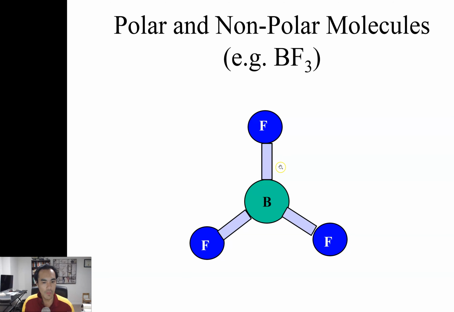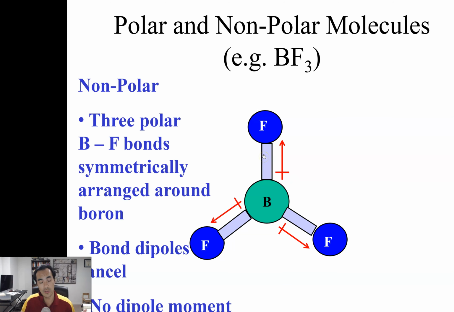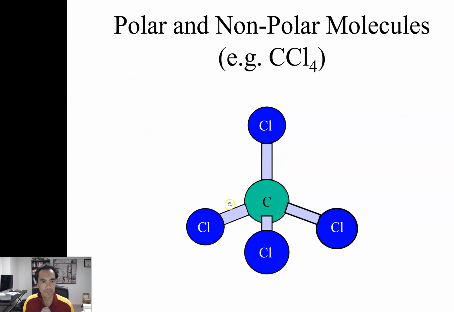So here's another example, BF3, boron trifluoride. Again, you're taking a look at pulls on all three different sides. Because the fluorines are pulling on all three sides, it's considered nonpolar, and the reason is because they cancel each other out. This one cancels with this one, cancels with this one, and so on. Unlike the other situation, this one is an equal distribution of those electrons, symmetrically arranged around the boron, and they cancel out because there's no dipole moment. So this one would be considered a nonpolar molecule.